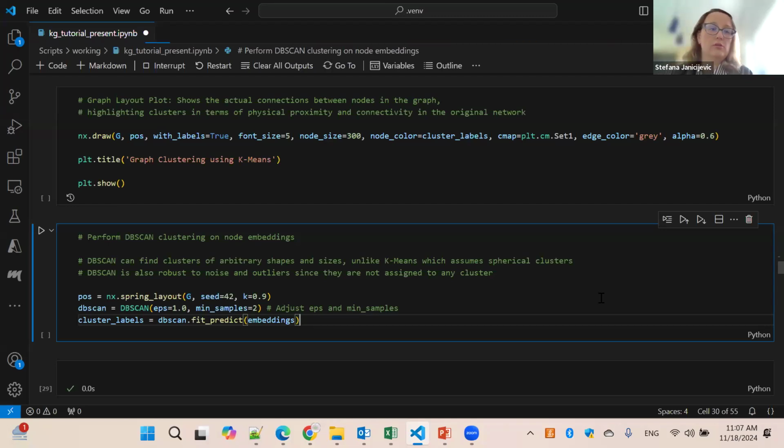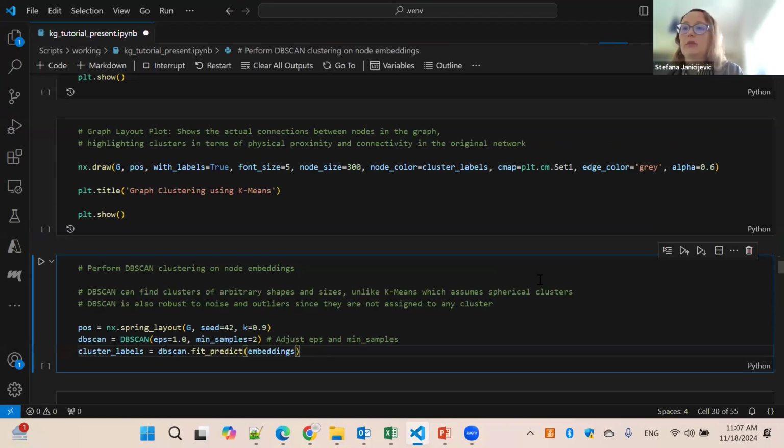What is also interesting to say about DBSCAN? DBSCAN clustering groups points based on density, making it suitable for data with irregular shapes and noise. You can see parameters such as G, seed, and k, very similar. k controls the spacing between nodes. Higher values spread nodes further. Epsilon you can also see in the model.